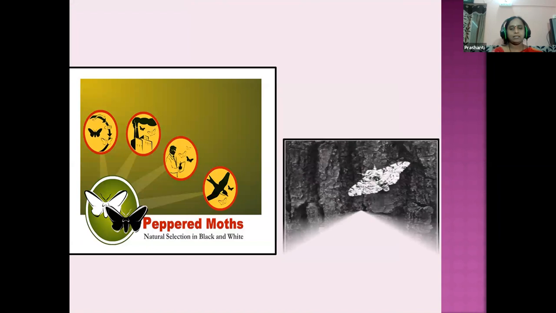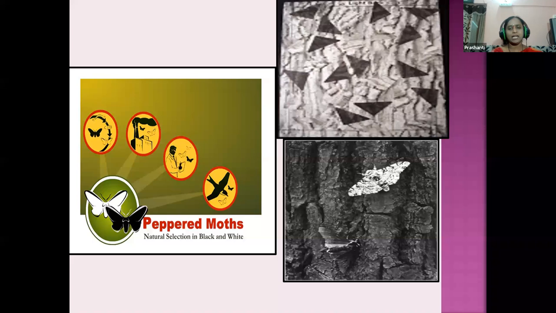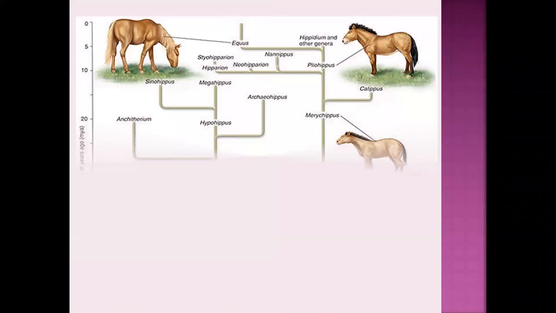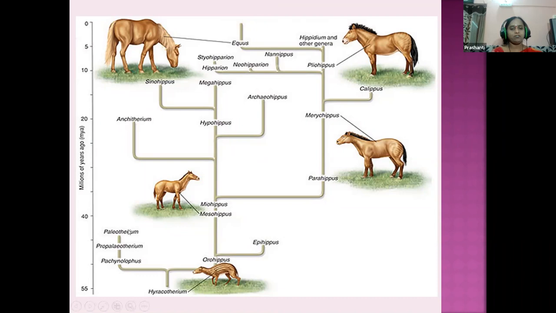So, for example, next, when you take peppered moths, the light-colored moths have been adapting to the rural area, and the black-colored moths have been camouflaged to the black bark of the trees of the polluted area of Birmingham. Even when you take the horse evolution example, from Eohippus it has been developed to the modern horse, Equus, having a single-toed foot. So, it has been moving in one direction.